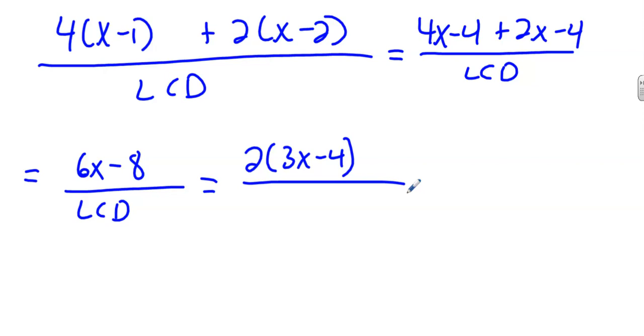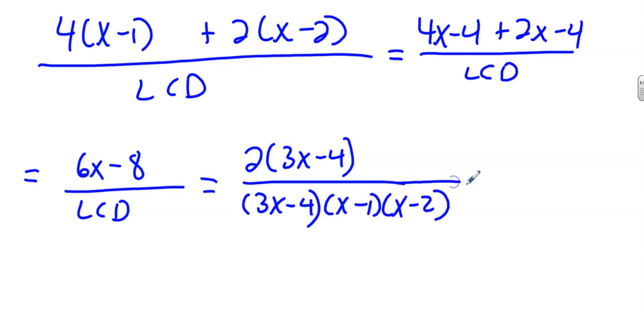Okay, now we've done everything we can do in the numerator. So now we're going to go back and bring in our denominators that we had. And then we do have something that we can cancel, because again, we can get rid of the 3x minus 4s. So final answer there would be 2 on the top, and then x minus 1 and x minus 2 on the bottom.